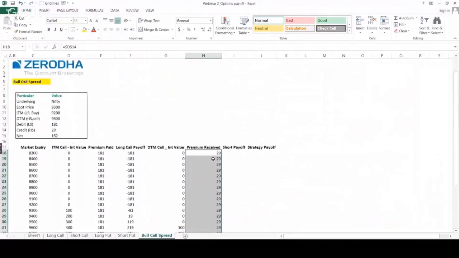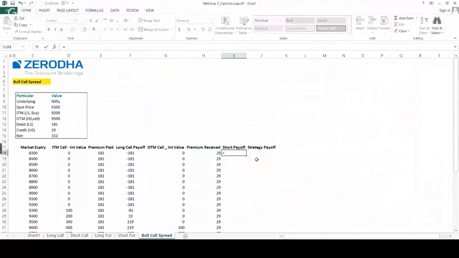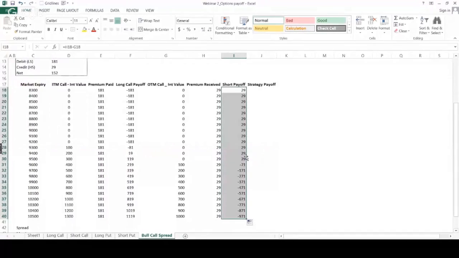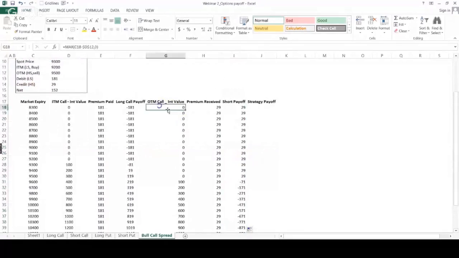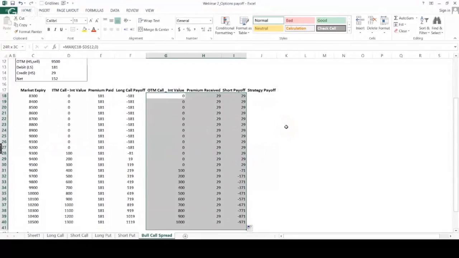Premium I have received here because I'm going to be selling this option. So I'm receiving a premium. The premium received will be the same, and I'm also calling it a credit here. Okay, so this is going to be the same. The payoff would be, remember this is a short position, so the payoff would be this minus this, right? So I've got the payoff from a short position here.